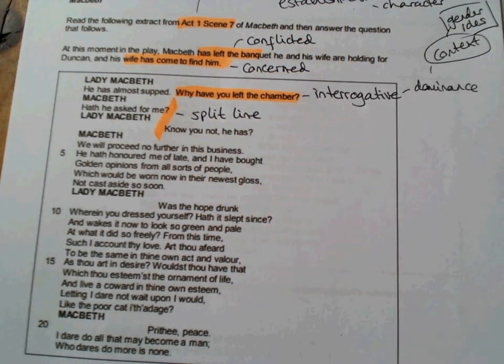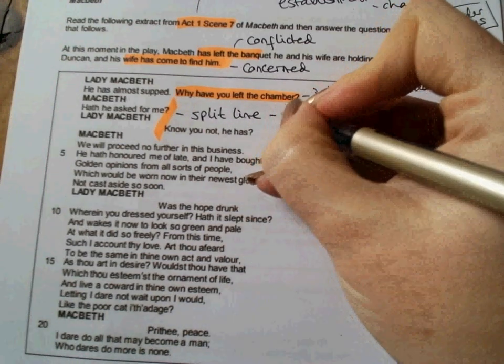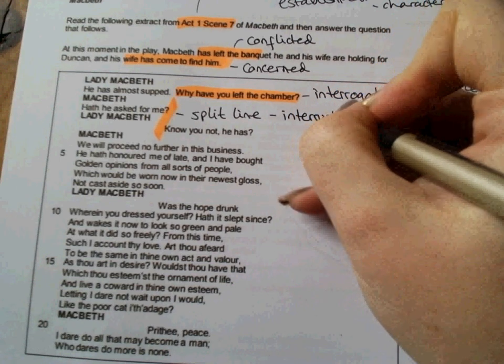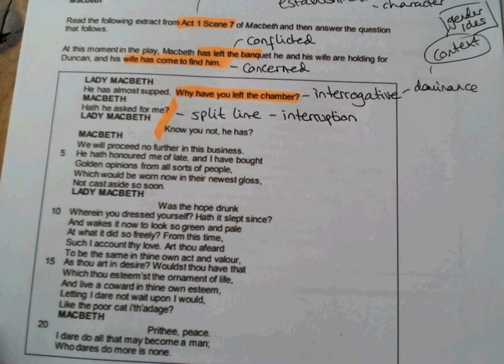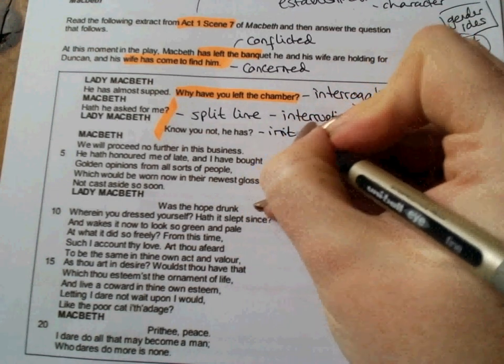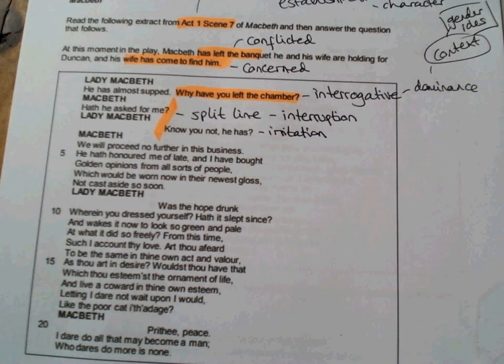As we know, most of the lines follow iambic pentameter, so they've got 10 syllables per line. What you get here is, "Hath he asked for me?" "Know you not he has?" That split line, then, they kind of share the iambic pentameter, but what it's really meant to demonstrate is an interruption. Macbeth doesn't get to finish what he wanted to say because she interrupts, going, "Don't you know he's been asking for you?" And this interruption then might suggest degrees of irritation that she has with her husband for leaving.